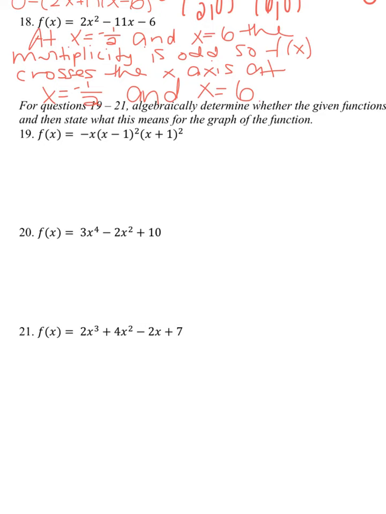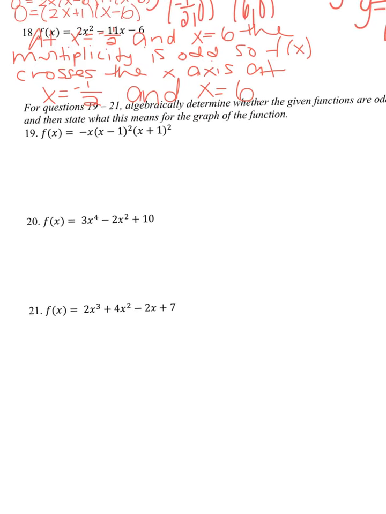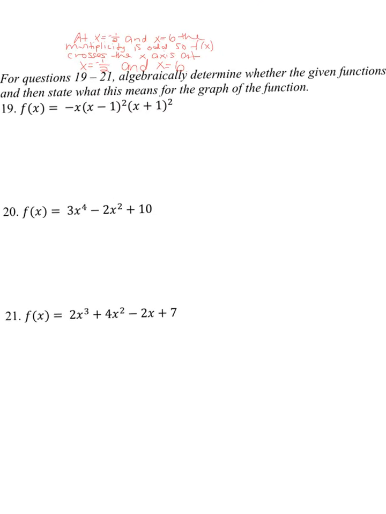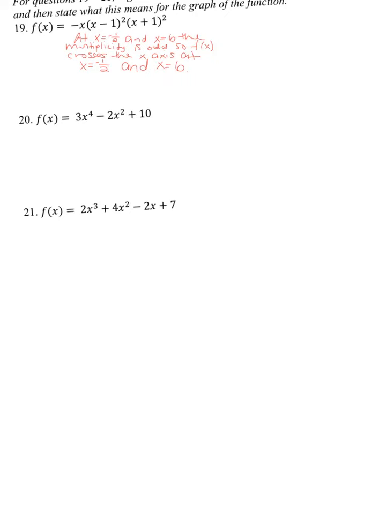Okay, and then for 19, 20, and 21, that's talking about odd, even, or neither. So odd, even, or neither functions, let me just get rid of that. Those are talking about whether the function has line symmetry about the x-axis, or about the y-axis, or if it has rotational symmetry of 180 degrees about the origin. So the way that you're going to go about doing that is it gives you f of x.